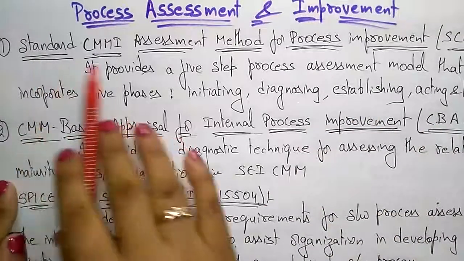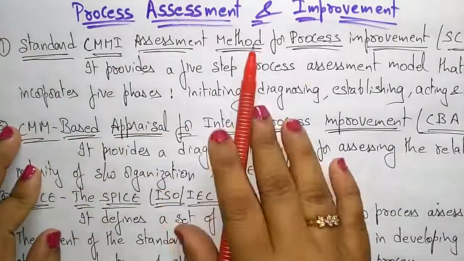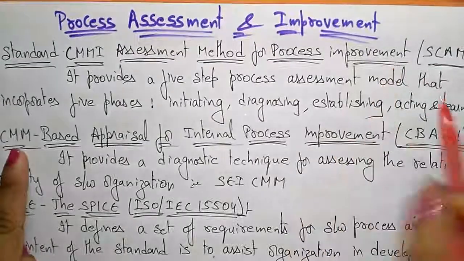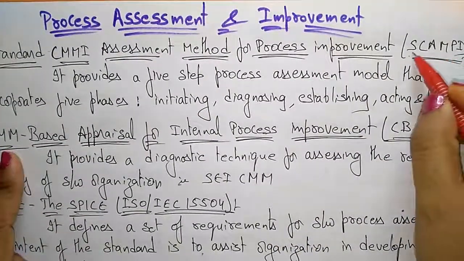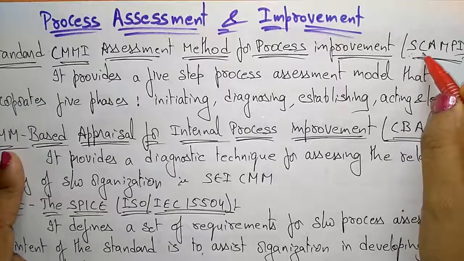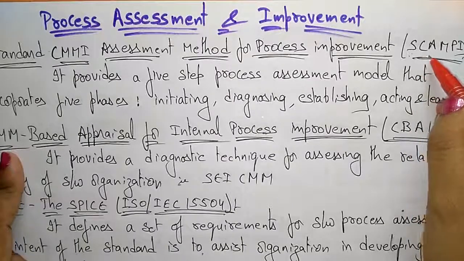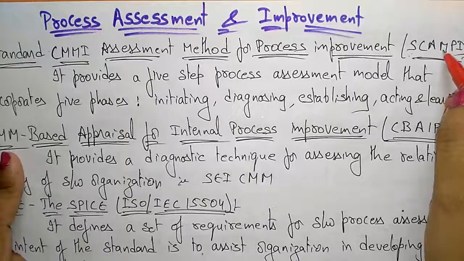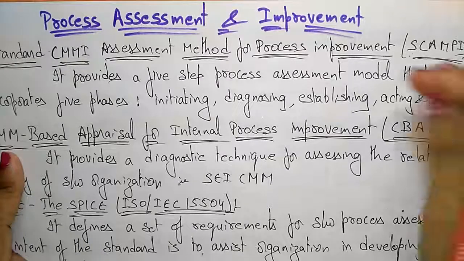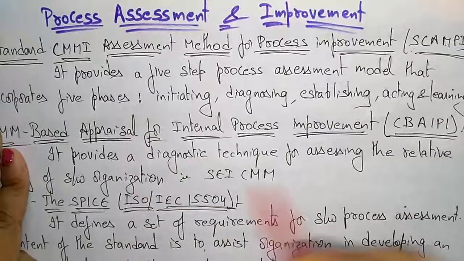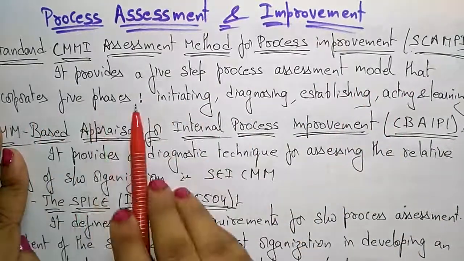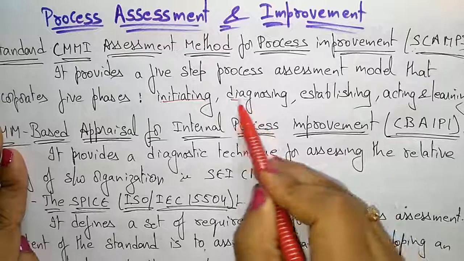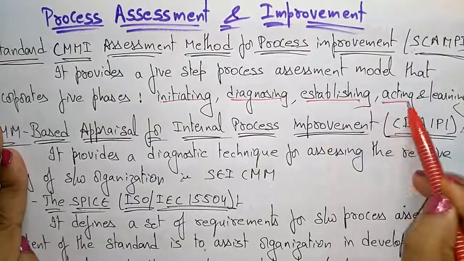The first one is a standard CMMI assessment method for process improvement. We call it SCAMPI. S means standard, C is CMMI, capability maturity model, A is assessment, method, process improvement. What does this standard indicate? It provides a 5-step process assessment model that incorporates 5 phases: initiating, diagnosing, establishing, acting, and learning.